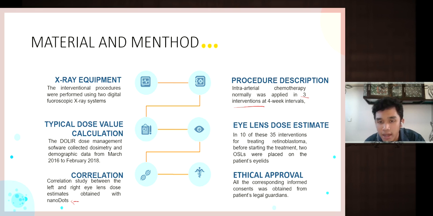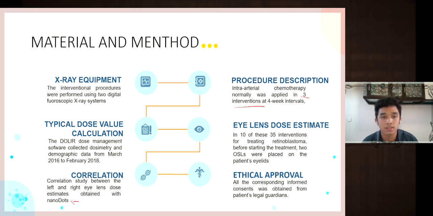The last one is ethical approval. This study was approved by the ethics committee of La Paz University and performed in accordance with national regulation, and all the corresponding informed consent was obtained from the patient's legal guardian.